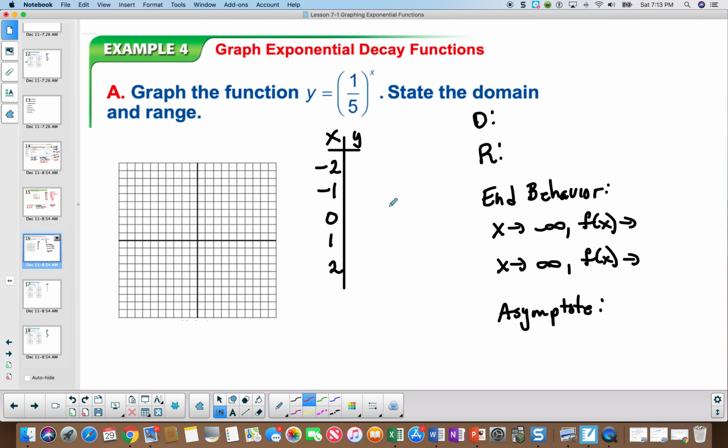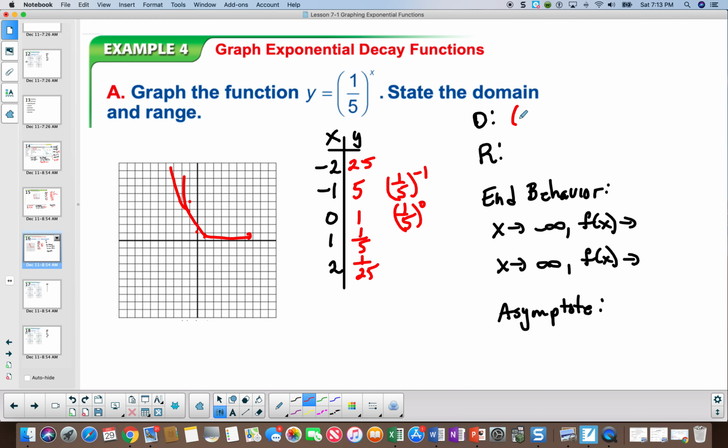This is 1/5. So 1/5 to the 0 power is 1. 1/5, 1/25. And then this is 1/5 to the negative 1, which is reciprocal, 5. And then this will be 25. So negative 1 to 1, 2, 3, 4, 5. And then 1. And then we go down. So the graph's going to look like this. It's a decreasing function like this. And it should be going out like this a little bit more.